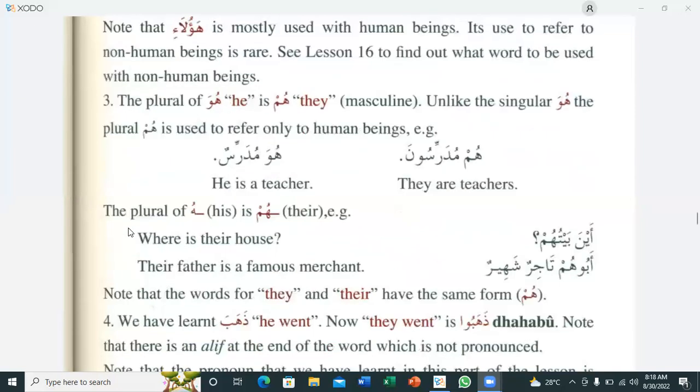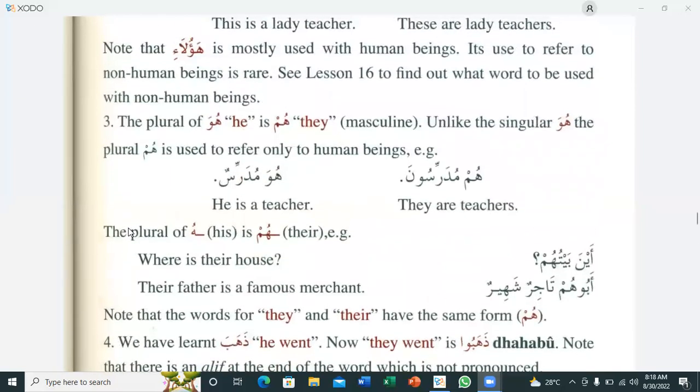Point number 3 of this chapter is the plural of huwa, which is hum. Huwa means he and hum means they, masculine. Unlike the singular huwa, the plural hum is used to refer only to human beings. For example, huwa mudarrisun, he is a teacher. And hum mudarrisuna, they are teachers.